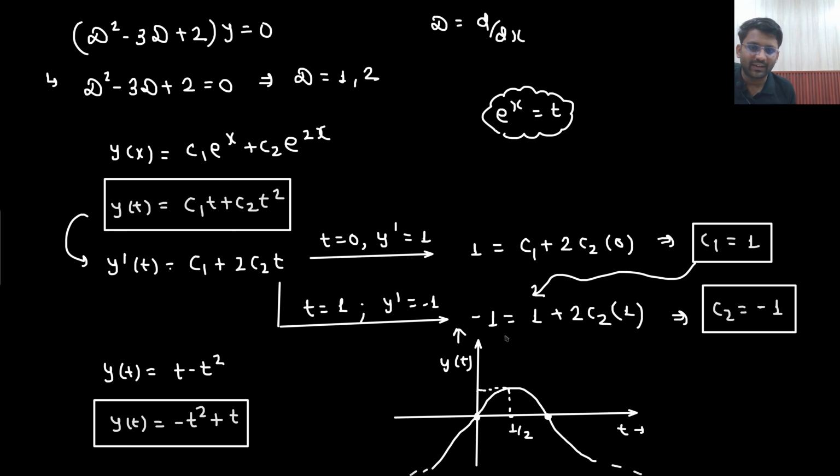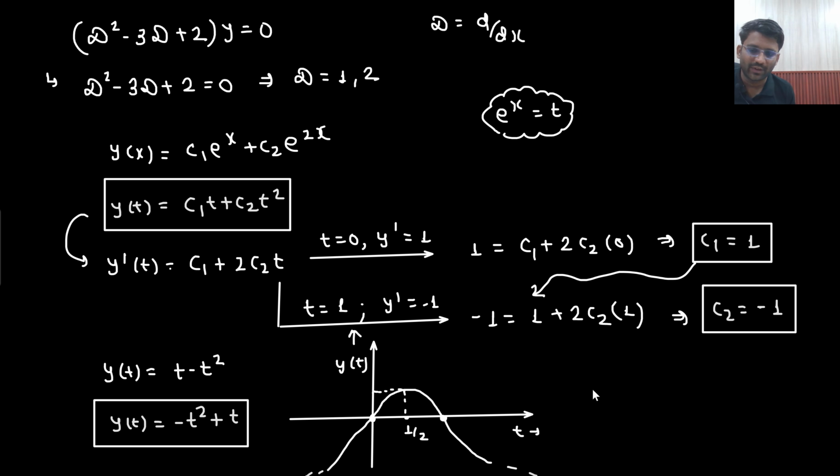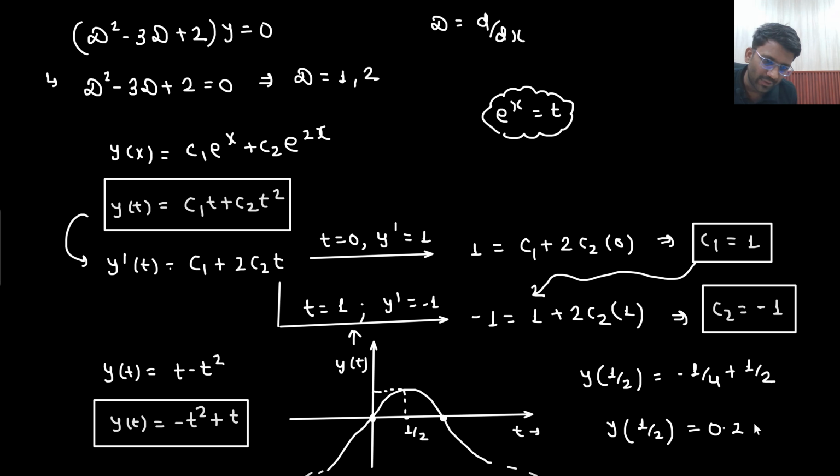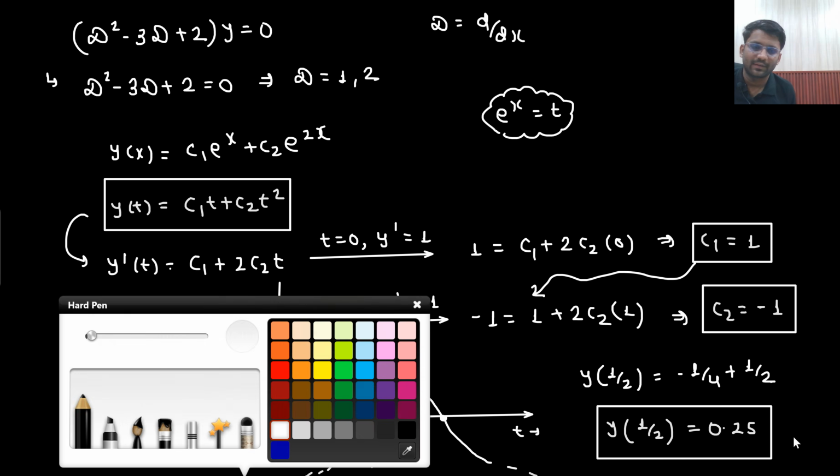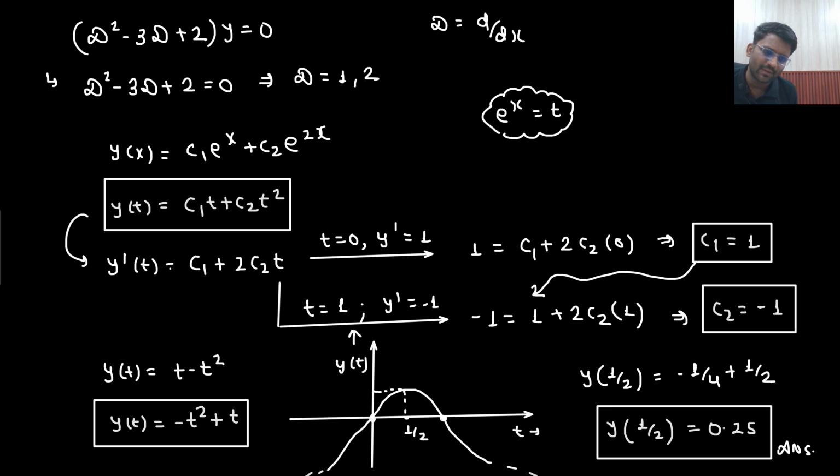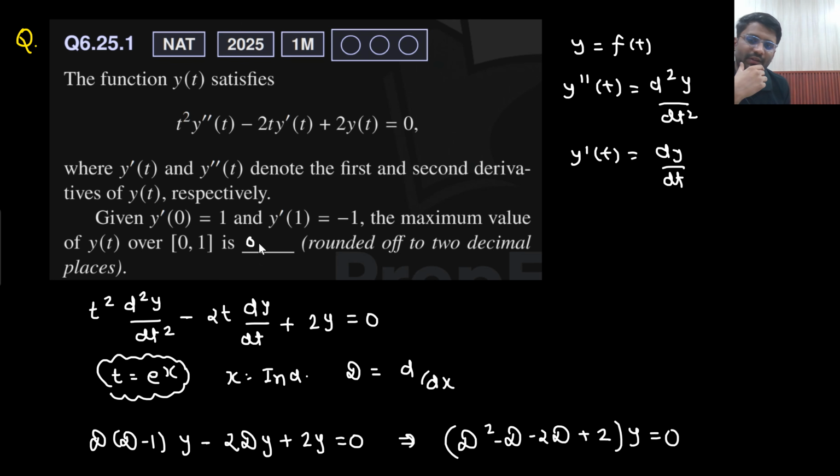So maxima would occur at t equals 1 by 2. What we need to find out is the value of y at t equals 1 by 2, which would be minus 1 by 4 plus 1 by 2. So the value of y is coming out to be 0.25. That's the answer. So 0.25 is the answer that you are getting.